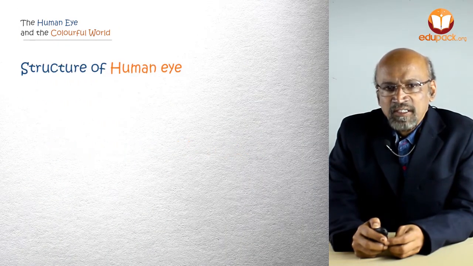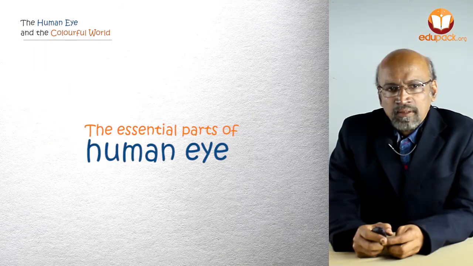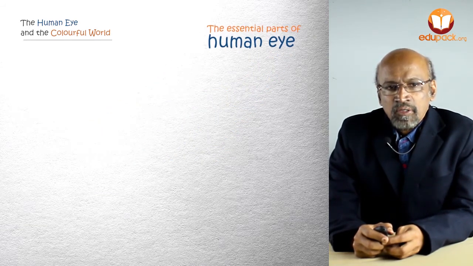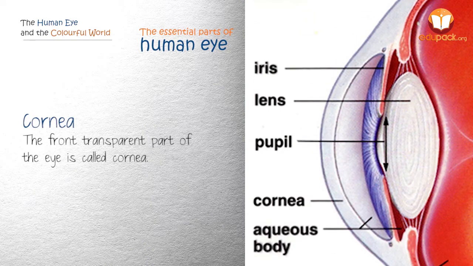Structure of human eye. The human eye is similar to a camera. The lens system of the eye forms an image on the light sensitive screen called retina. The essential parts of the human eye. Cornea. The front transparent part of the eye is called cornea.